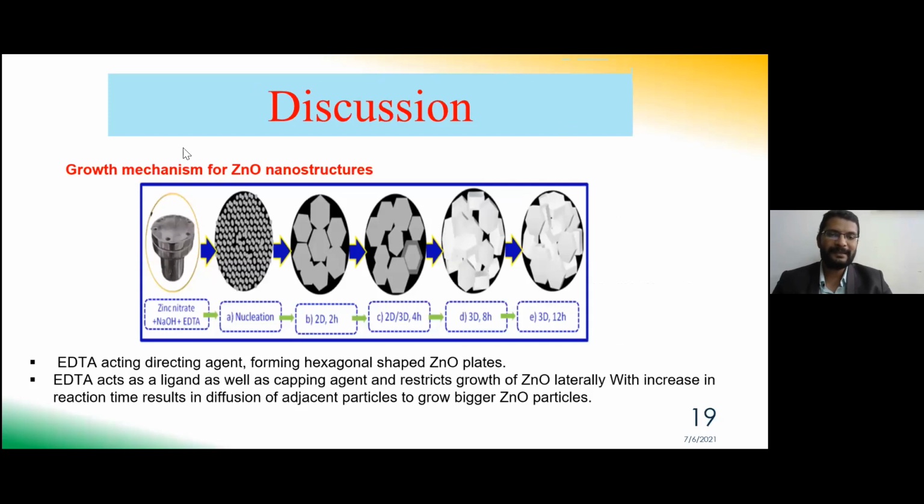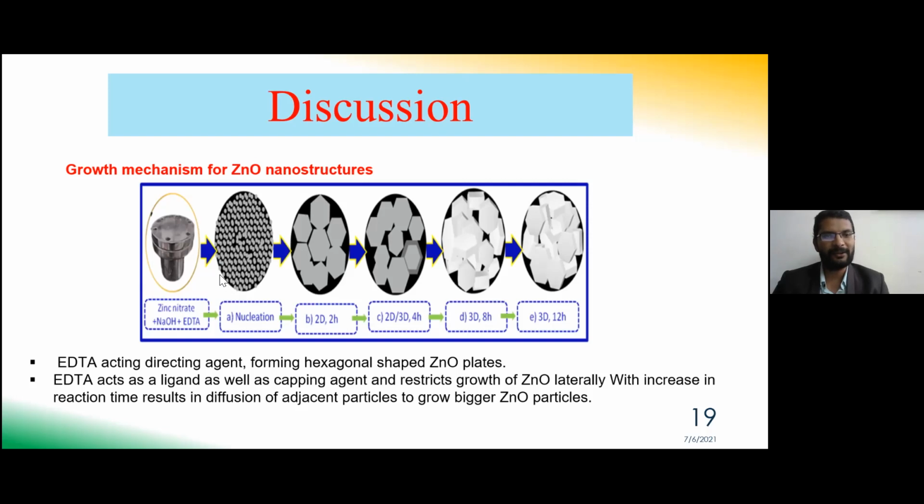Growth mechanism of zinc oxide. Here, EDTA plays an important role in the formation of zinc oxide nanomaterial. It is acting as a structure directing agent. The structure can be analyzed, maybe due to that EDTA. Here we are using EDTA, so zinc ions get bound with the EDTA and the movement of zinc ions may be restricted.